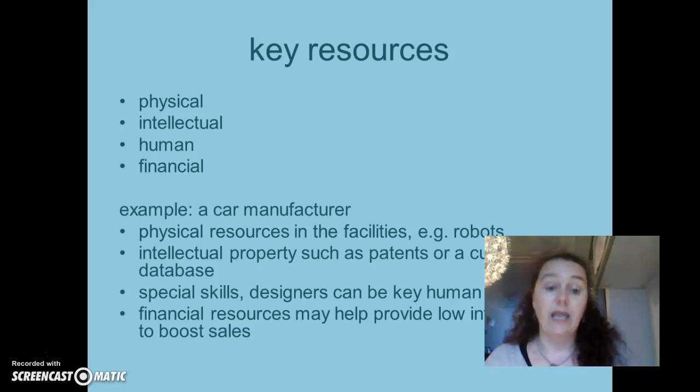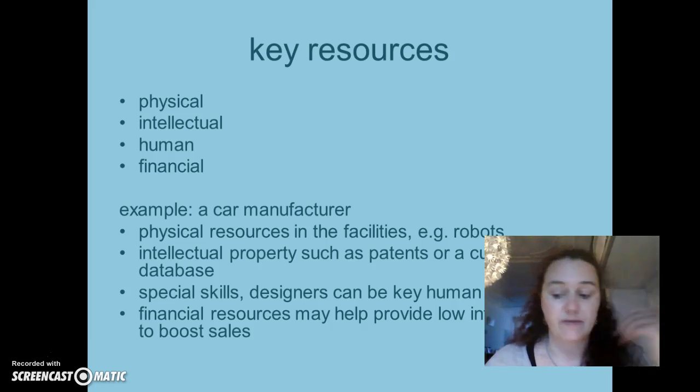And then there are financial resources. If there's a lot of money in your company, you can also use that not just for the company, but also, for example, to provide low interest loans to boost sales, or to acquire partners, etc., or to have a specific position in the market. So these are the four types of key resources.